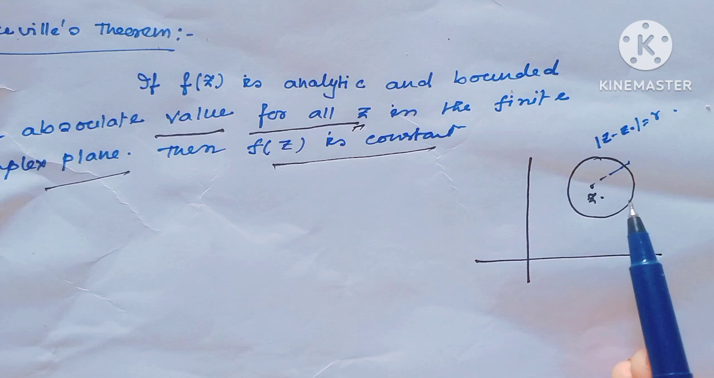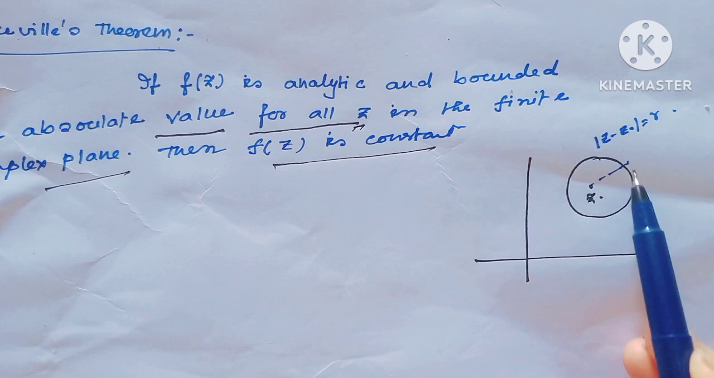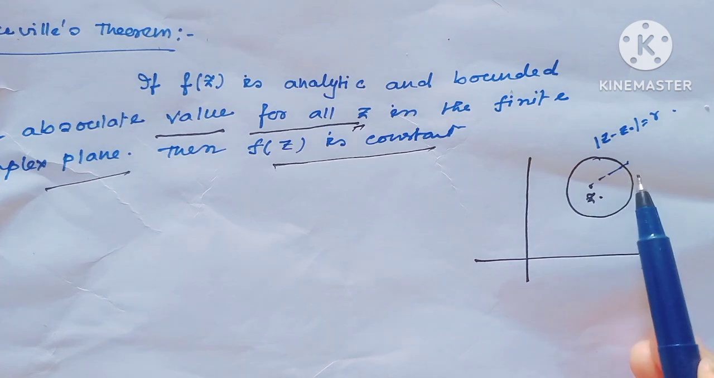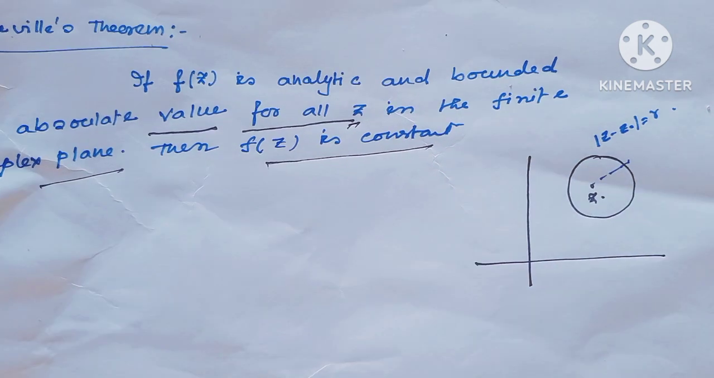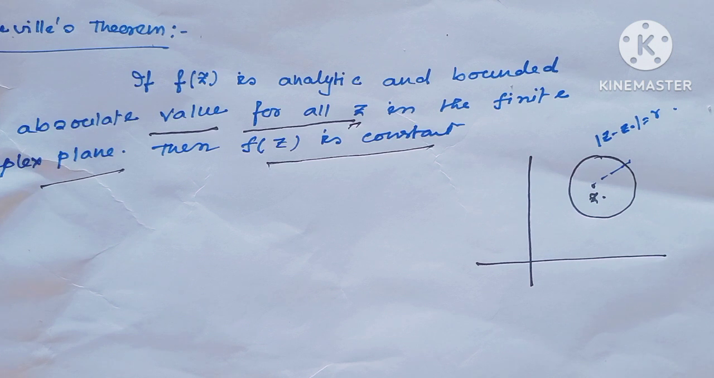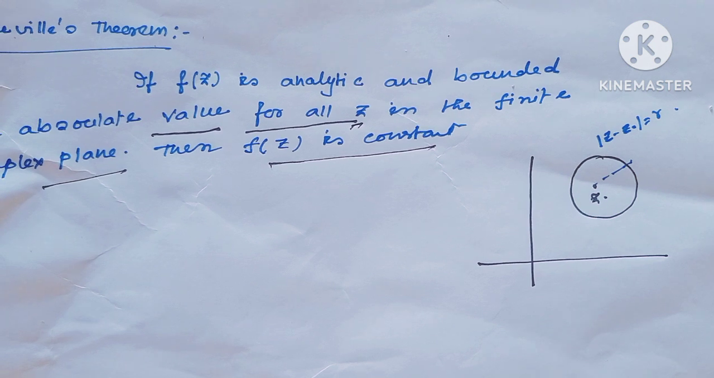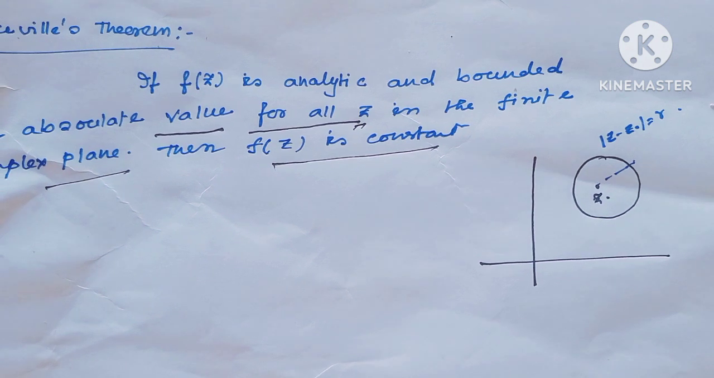Consider the open ball around this point z naught. That means a bounded analytic function in absolute value must always be constant, and this is true for all z. I will show the proof.